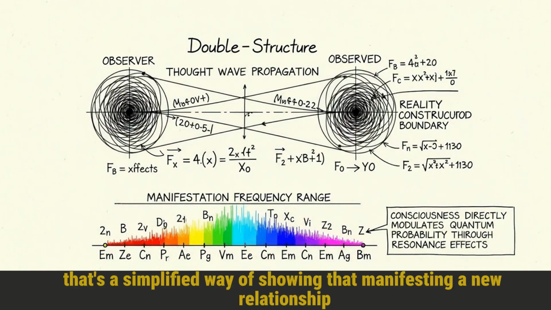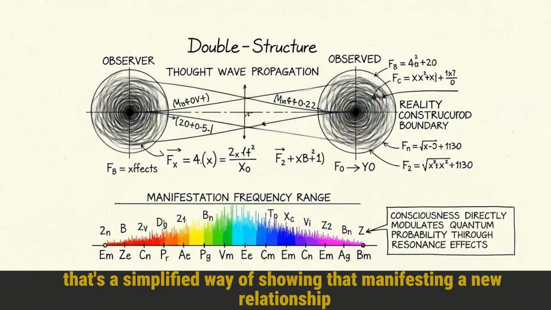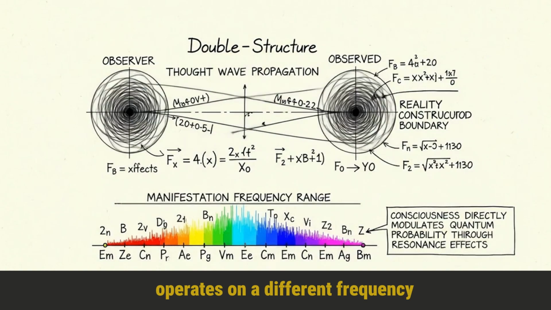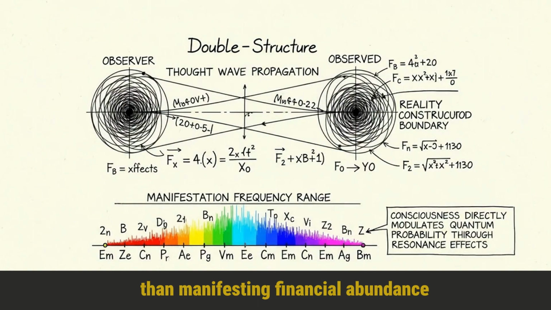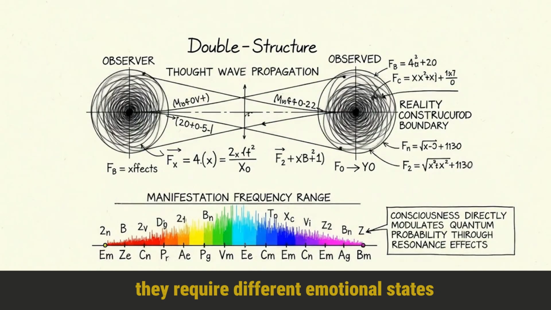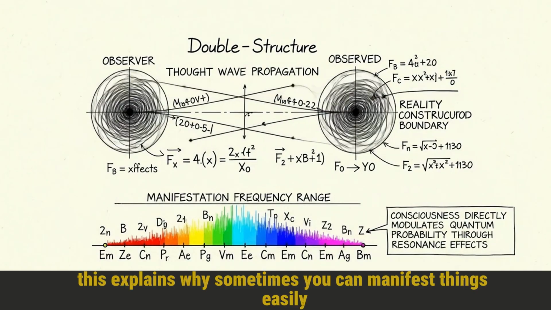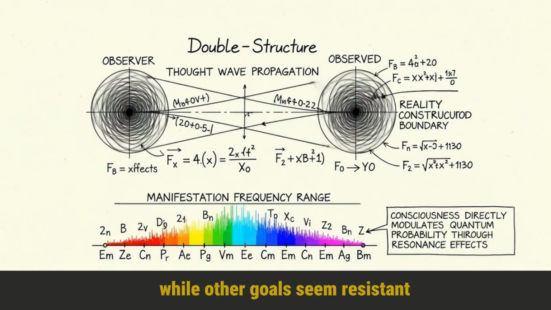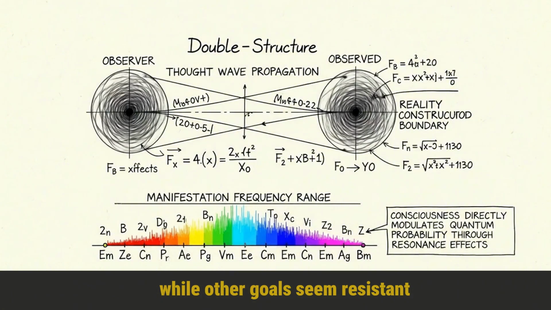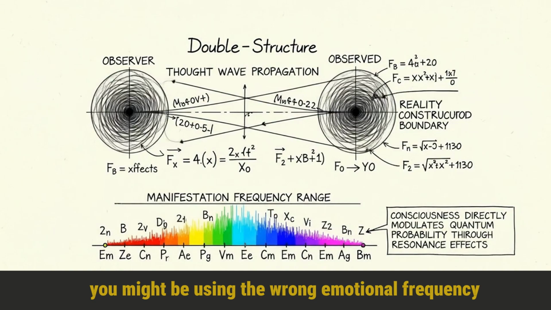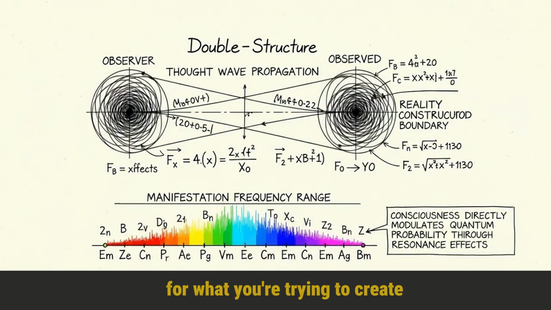That's a simplified way of showing that manifesting a new relationship operates on a different frequency than manifesting financial abundance. They require different emotional states. This explains why sometimes you can manifest things easily, while other goals seem resistant. You might be using the wrong emotional frequency for what you're trying to create.